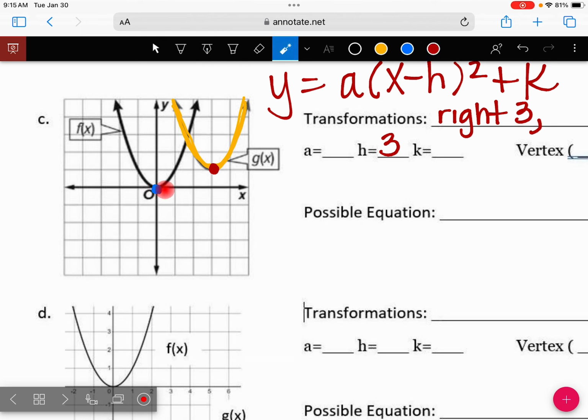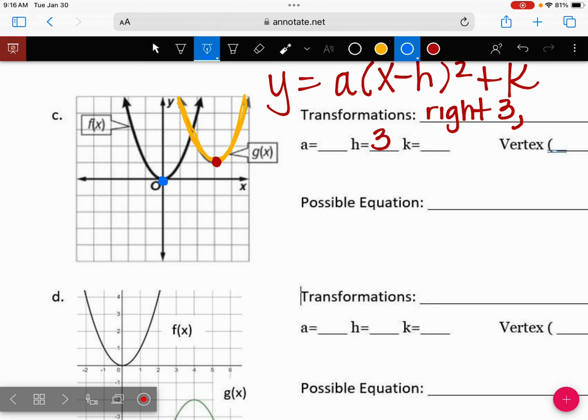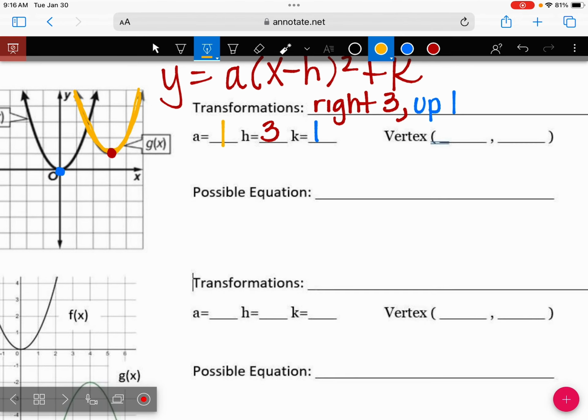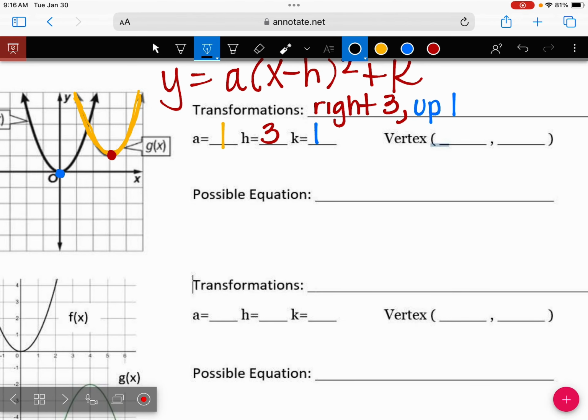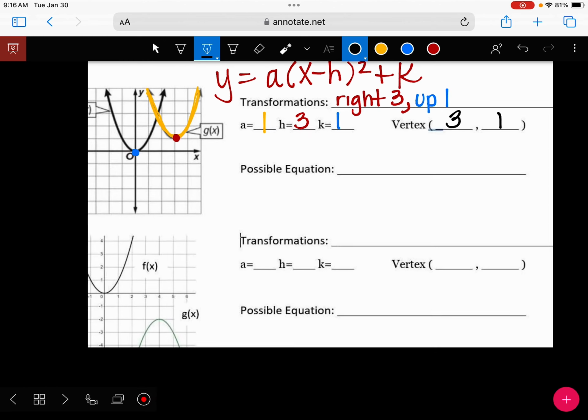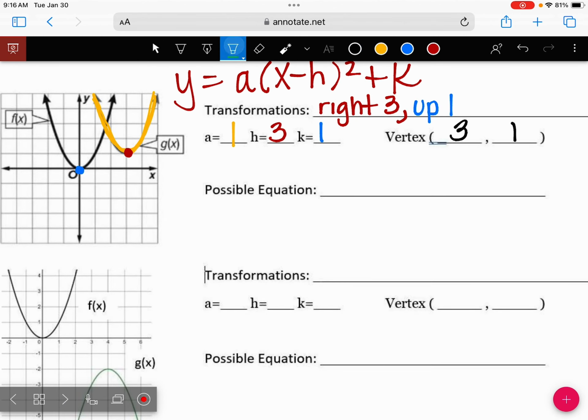And then what else did it do though? It didn't just go to the right 3. It also hopped up, right? It went up 1. So write that. It moved up 1, which makes K +1. All right, do you think A is +1 or -1? Is it a smile or a frown? Smile. So A is still going to stay positive. And where's my vertex? +3, +1.